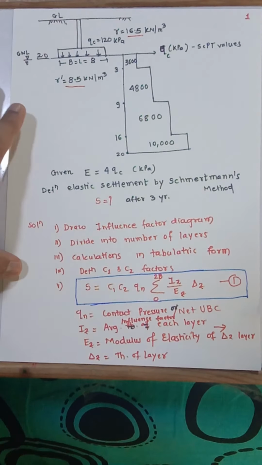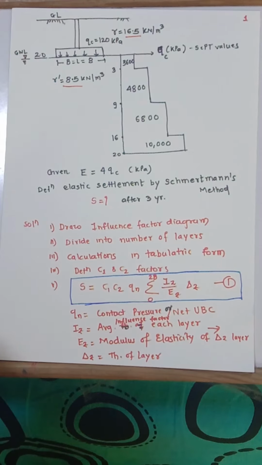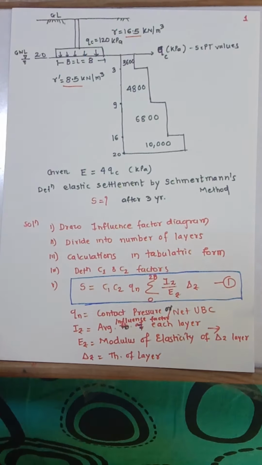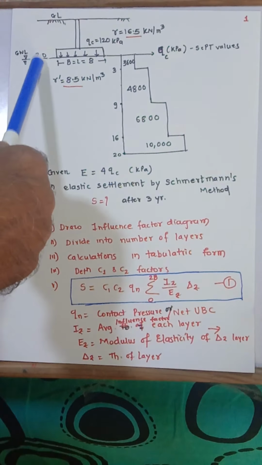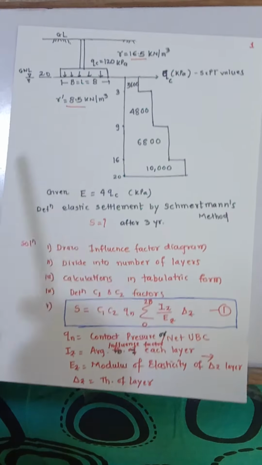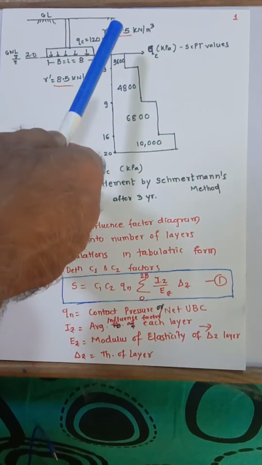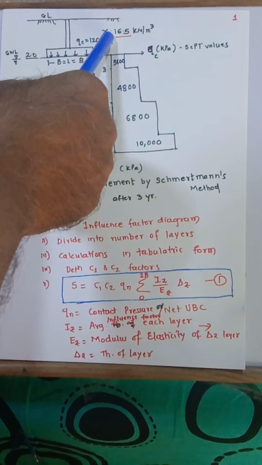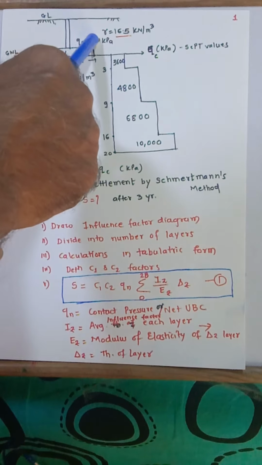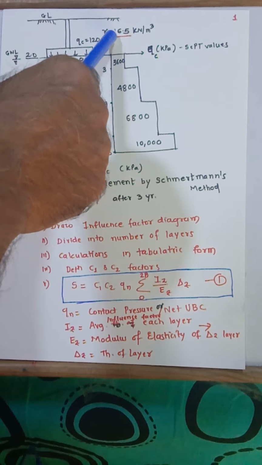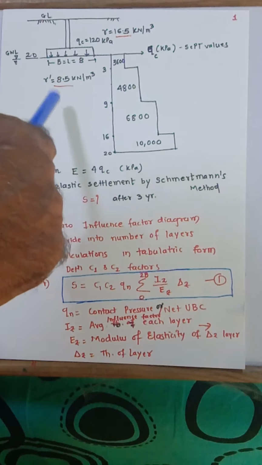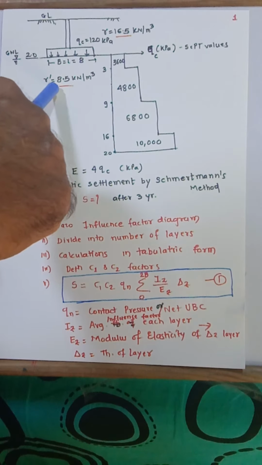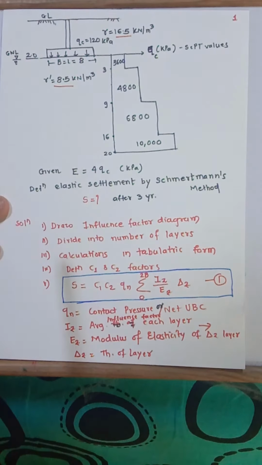So now we solve one numerical on the elastic settlement for the Schmertmann method. Let us consider a footing resting at 2 meters in a granular medium, where the gamma value is uniform, but the top portion is unsaturated, maybe moist, so gamma is 16.5 kilonewton per meter cube, and gamma dash, the submerged unit weight, is directly given as 8.5 kilonewton per meter cube.